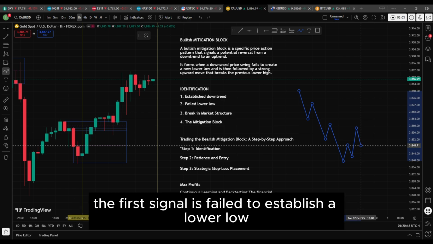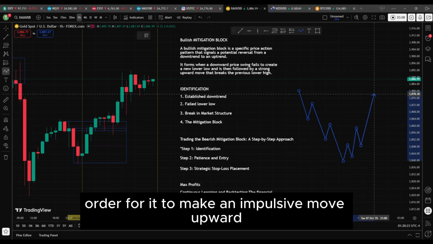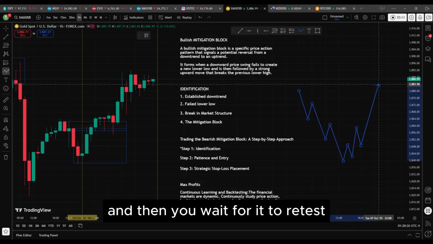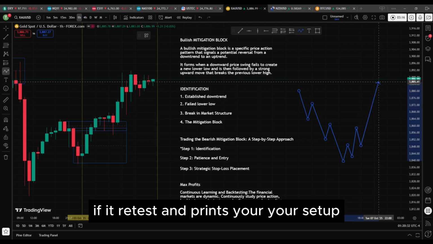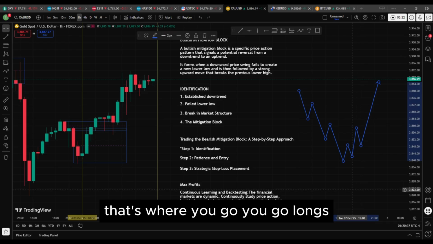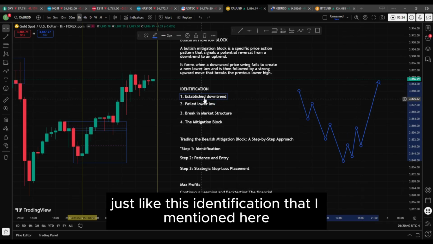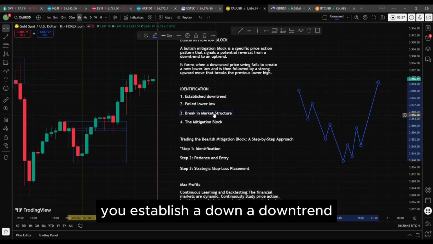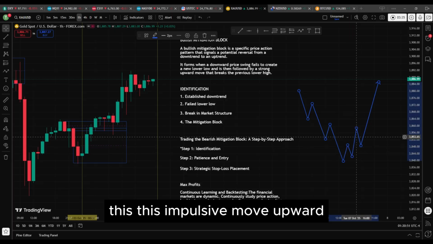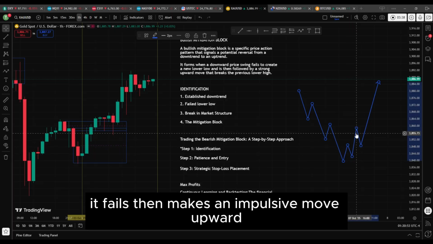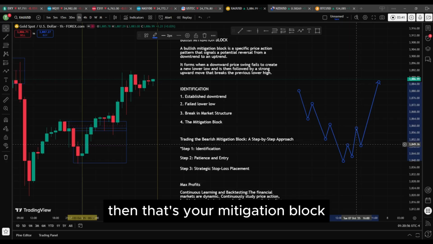The first signal is the failure to establish the lower low, or for it to make an impulsive move upward, and then you wait for it to retest that level that failed to make the lower low. If you retest and print your setup, that's where you go long. Just like this identification that I mentioned, you establish a downtrend, then a failed lower low, then you break market structure with this impulsive move. It fails, then makes an impulsive move upward. And that's your mitigation block.